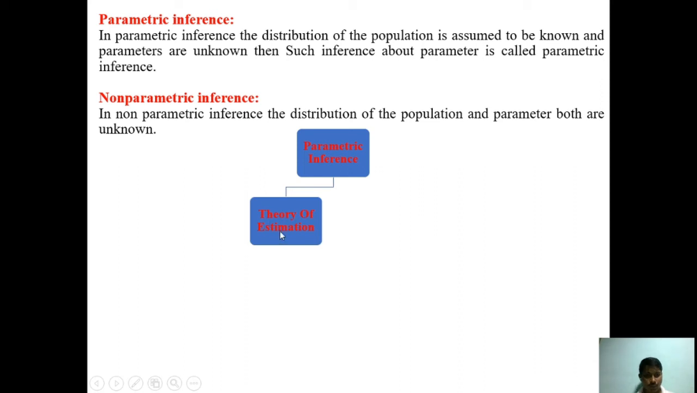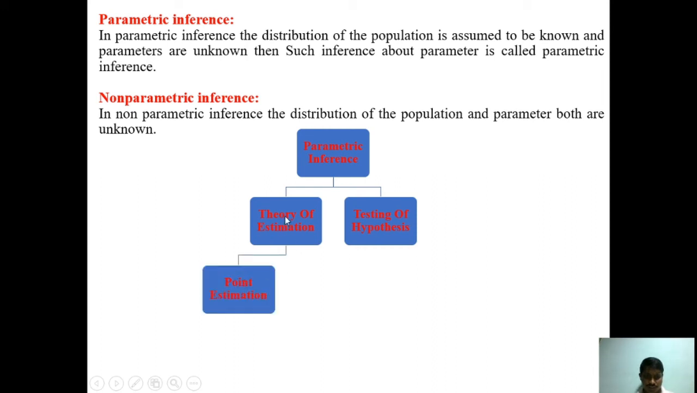Okay, the parametric inference is also divided into two parts. The first part is theory of estimation. This is our paper number 2, and the second part is testing of hypothesis. This paper is going to be taught in the next semester. Now, theory of estimation is also divided into two parts. First is point estimation and second is interval estimation.